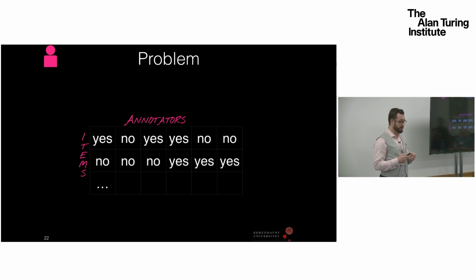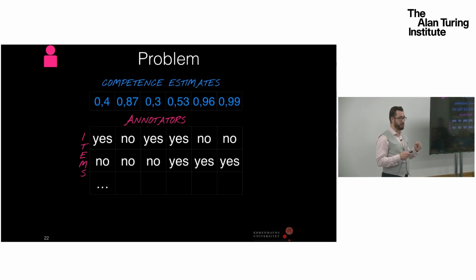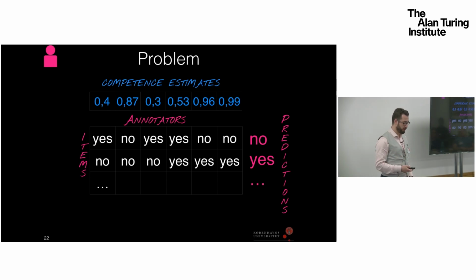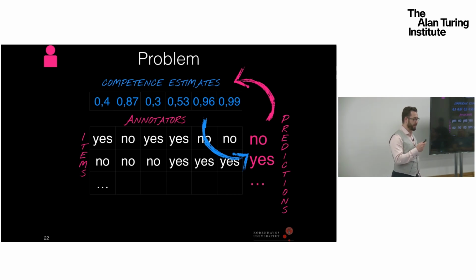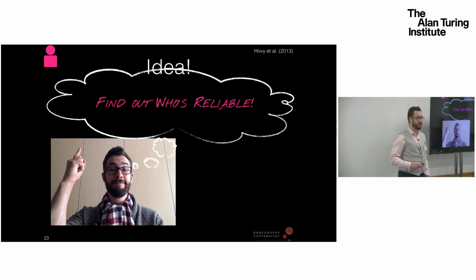So the main problem is we want to know how much we can trust each of these annotators, right? And the other one is we would like to aggregate all their answers into one that we can give to a model. So these two problems depend on each other a little bit in a circular motion. If we knew all the competence estimates for the people, then we could just take a weighted average and get the correct answer. If we knew the correct answers, we could assign the competence estimates by just checking how many people got it right. But typically, we don't know one or the other. So what do we do? Well, let's find out who's reliable.